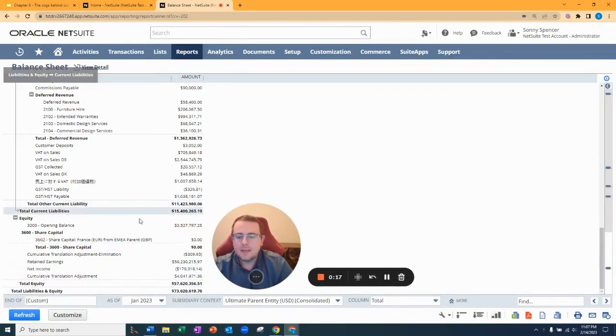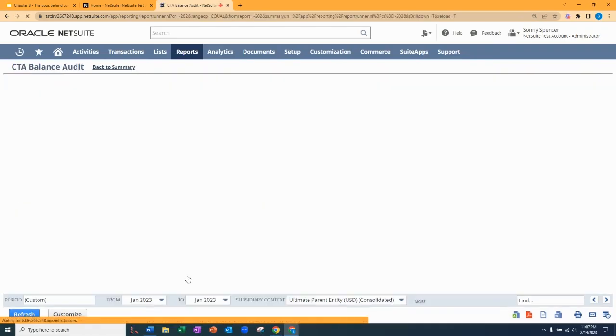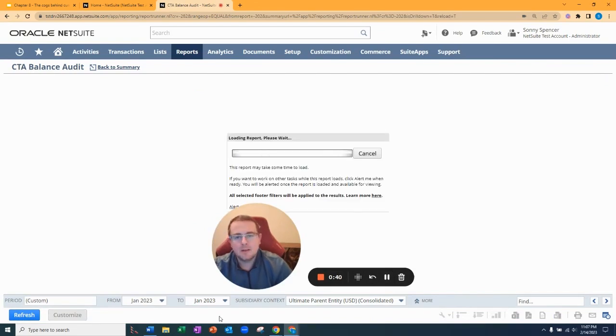What we're going to do is scroll down to our equity section and reference the CTA balance at the bottom. We can see here the balance is just over $4 million for the accounting period January 2023. Let's go ahead and click on that balance. NetSuite will take us to the CTA balance audit report for that accounting period.